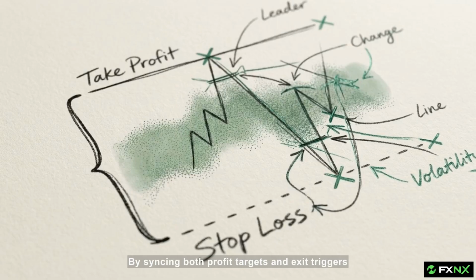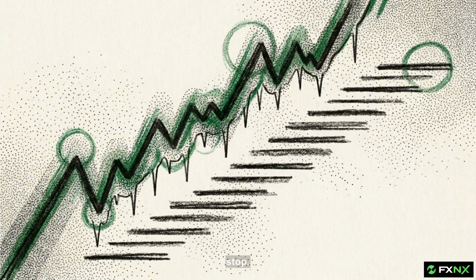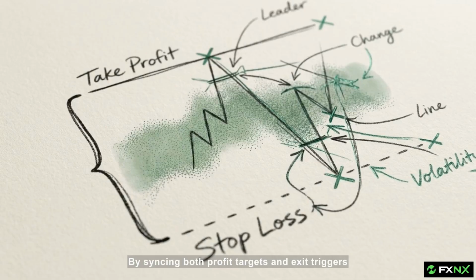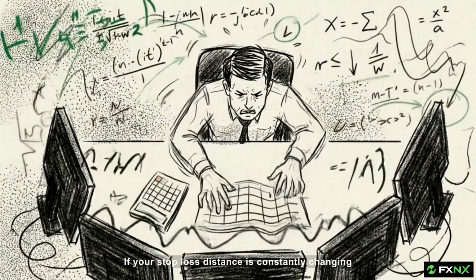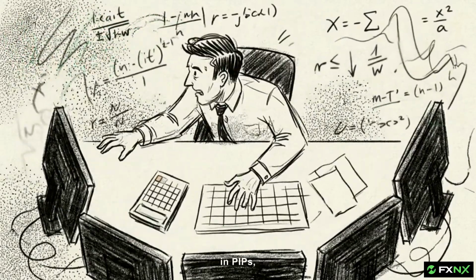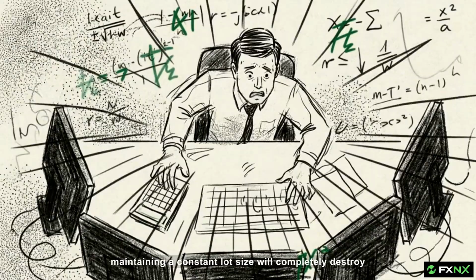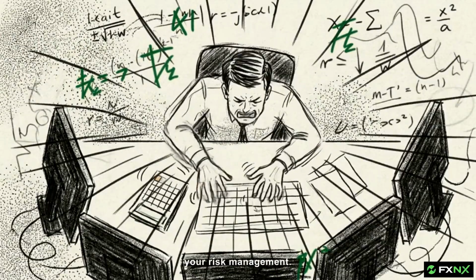By syncing both profit targets and exit triggers to current volatility, you move past arbitrary levels and start basing your exits on what the market is statistically capable of delivering. However, there is a hidden mathematical danger to this system. If your stop-loss distance is constantly changing in pips, maintaining a constant lot size will completely destroy your risk management.